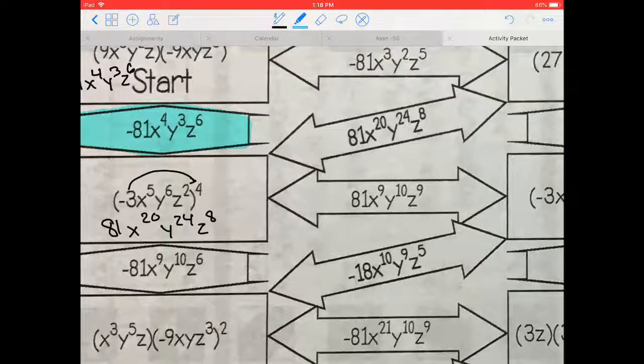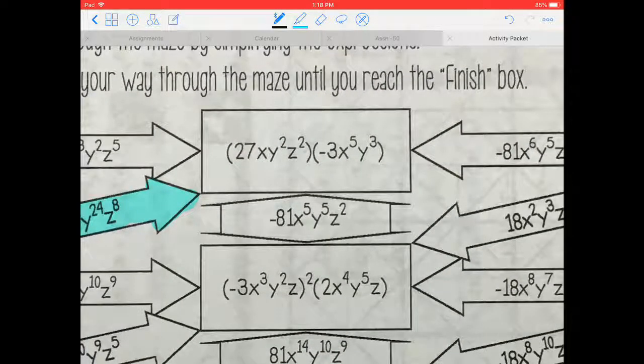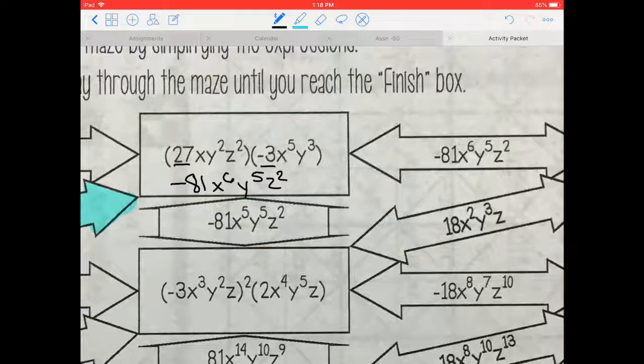We're going over here. I'm going to pick, actually that's as small as that highlighter gets, huh? Okay, so we're going up. 27 times 3 is 81. This whole thing is either 18 or 81, isn't it? So weird. All right, 81. X to the 6th, y to the 2 and 3 is 5th, z squared. 6, 5, 2, negative 81. We're going this way.